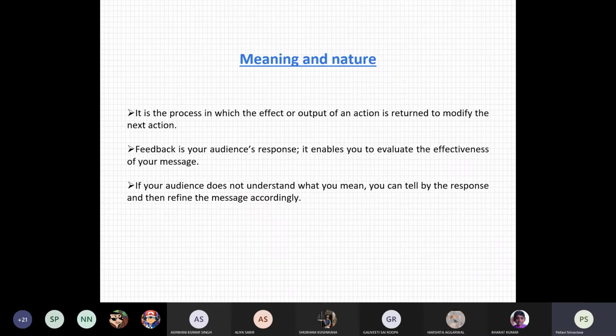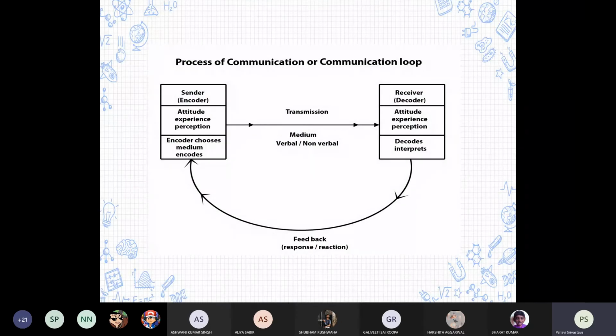Okay, so this is why feedback is very important, and it always helps in clarifying the message. The effectiveness of your message is always enhanced with the help of feedback. So let's look at this picture more closely. We have two parties, sender and receiver.